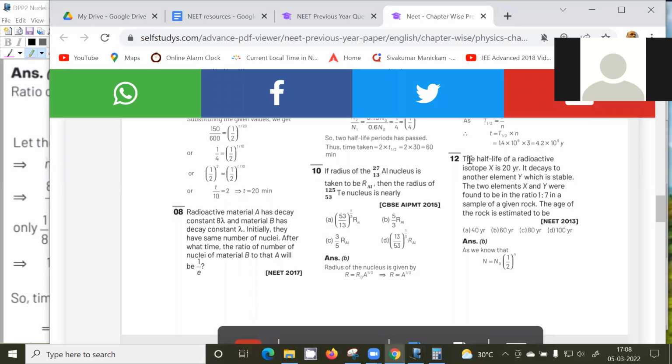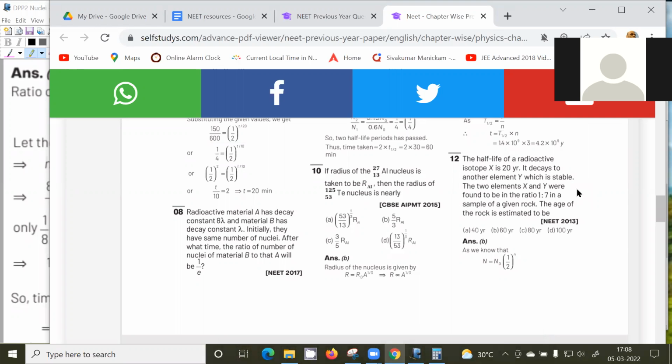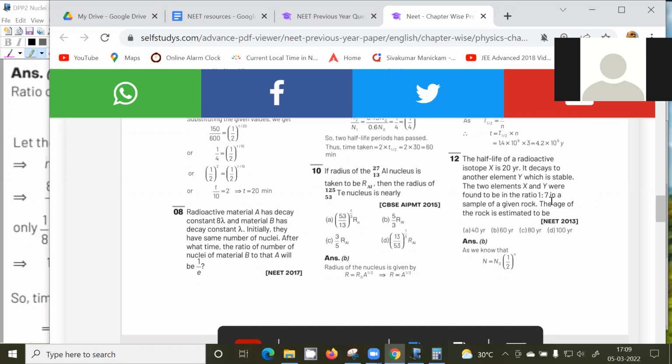Yes, sir. Okay, so question number 12 is the same as the previous one. Here they say X decays to another element Y. X is decaying to Y. So at time t equal to 0, the starting point, it's fully X. But as time goes on, X will decrease and Y will keep on increasing. At a particular stage, the ratio is 1:7.